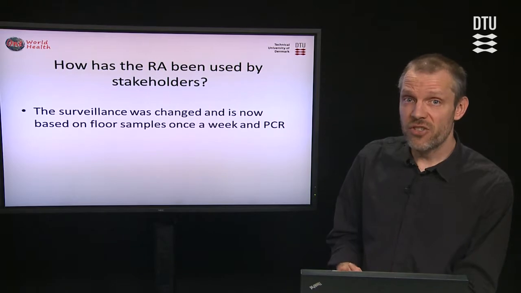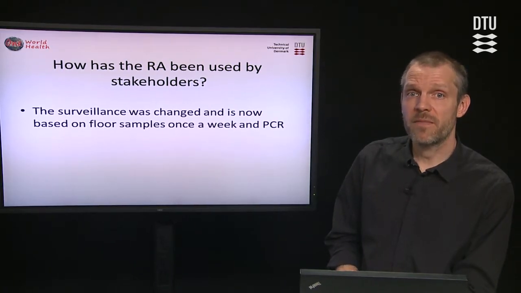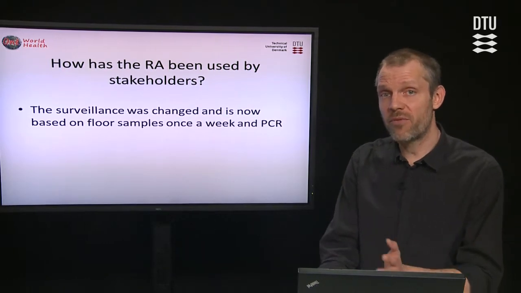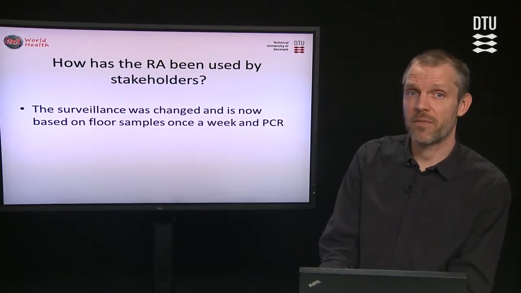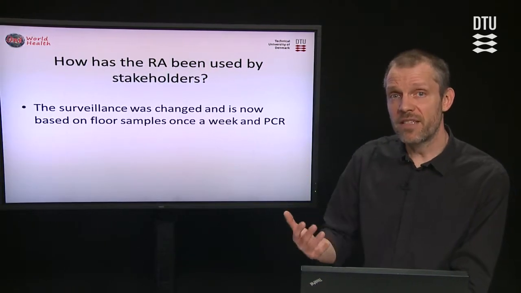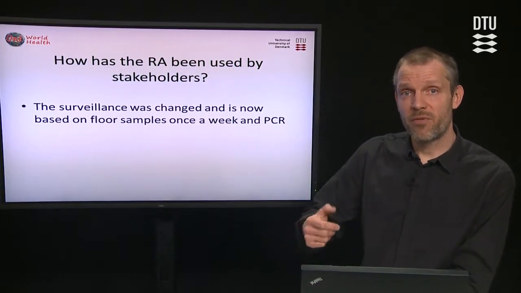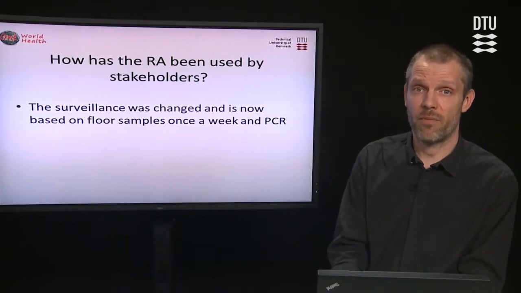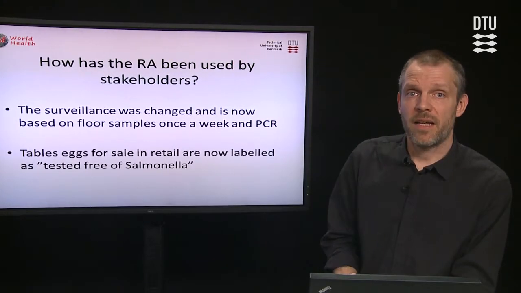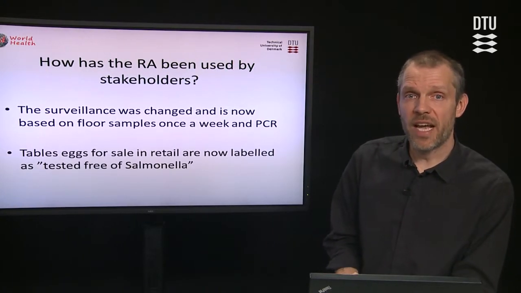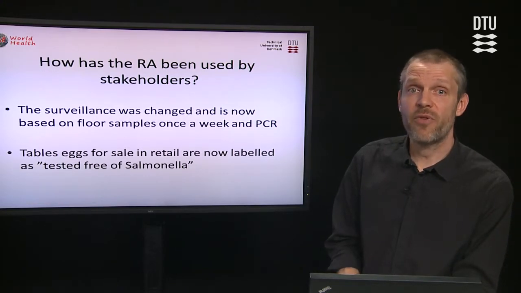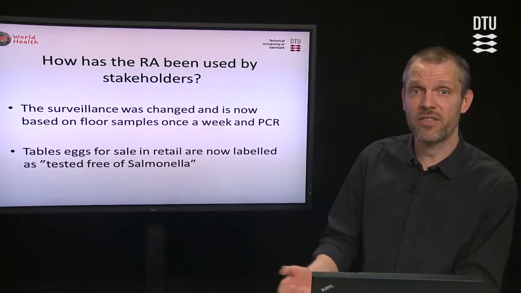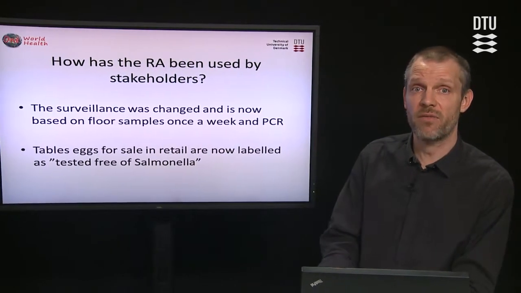The surveillance was changed and is now based on a floor sampling technique once a week and a PCR method. So it's more intensive and we have a faster laboratory method to give the answers. In that sense, if the flocks are infected, before we detect the flock as infected, the number of eggs coming out is not as high as it was before. And table eggs for sale in retail are now labeled as tested free of salmonella, because the surveillance program is now so intensive and has such a high sensitivity to pick up infected flocks.